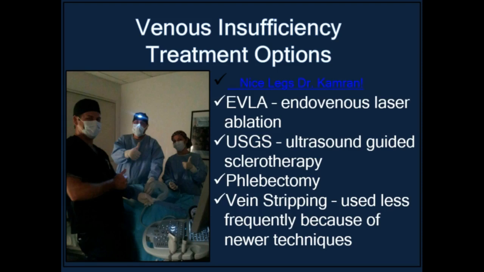Endovenous laser ablation is now performed in a doctor's office or clinic with minimal to no discomfort with just local anesthetic. The patient is able to return to most activities immediately.